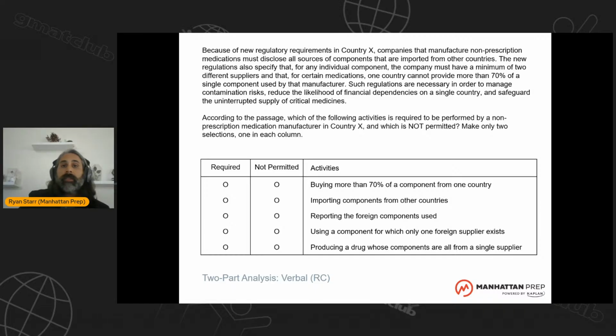The critical reasoning ones more ask you to take in new information and apply it to what's up there. And that's the distinction between critical reasoning and reading comprehension, even in the verbal section. All right.